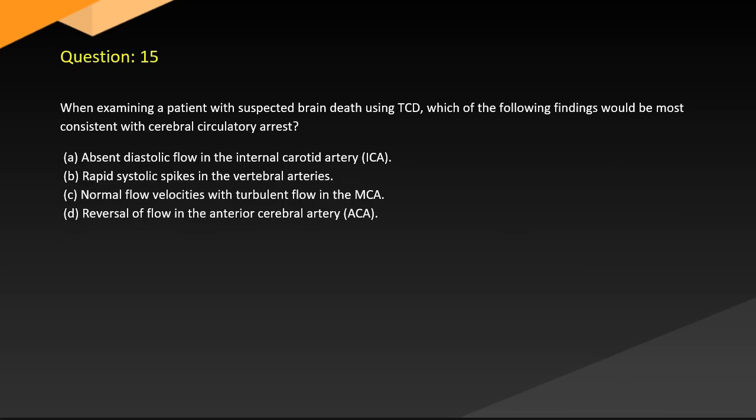Question 15. When examining a patient with suspected brain death using TCD, which of the following findings would be most consistent with cerebral circulatory arrest? A. Absent diastolic flow in the internal carotid artery (ICA). B. Rapid systolic spikes in the vertebral arteries. C. Normal flow velocities with turbulent flow in the MCA. D. Reversal of flow in the anterior cerebral artery (ACA).